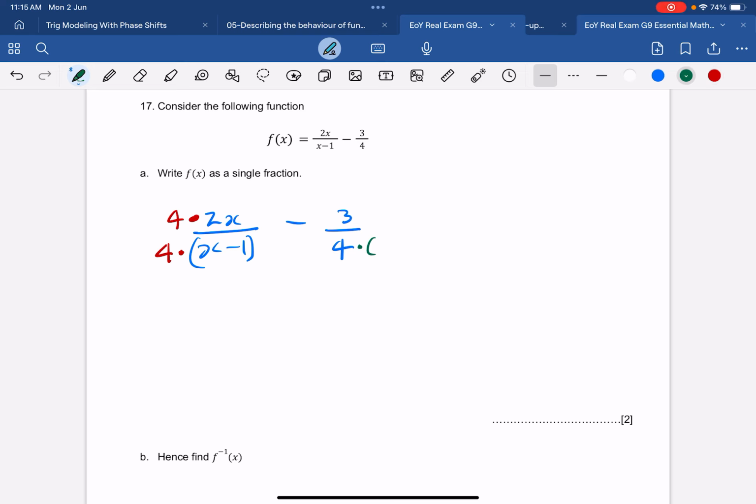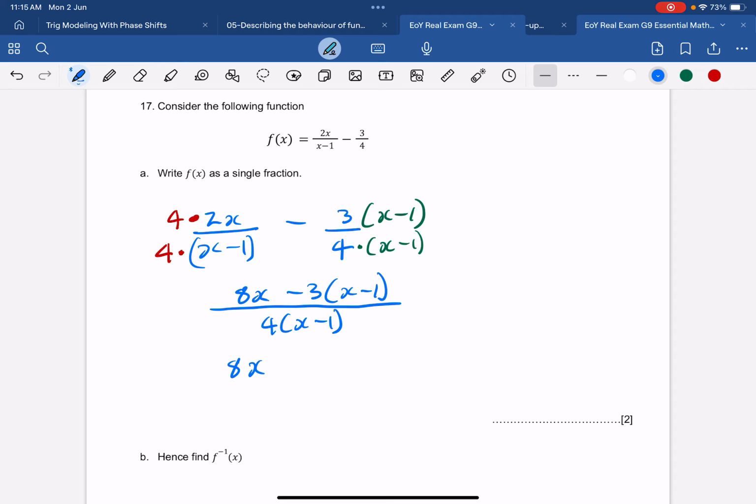This denominator times by x minus 1, therefore this numerator times by x minus 1. Okay. Now I'm doing it this way because one of the most common mistakes that we saw as teachers was, the bottom was fine, but this is now 8x, and this is minus 3 into x minus 1. And can you see this is 8x, and then look, minus 3x, and then minus 3 times negative 1 is plus 3. That was the most common mistake that we saw.